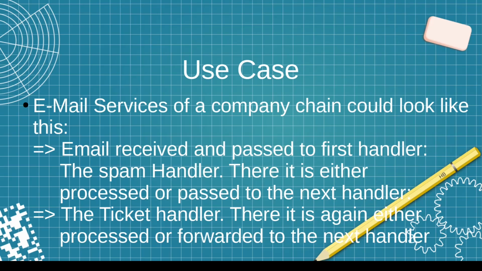This could, for example, be a ticket handler, which will check if the email will be used to create a ticket for the company to work on. This chain would go on until one of the handlers in the chain would be able to process the mail.